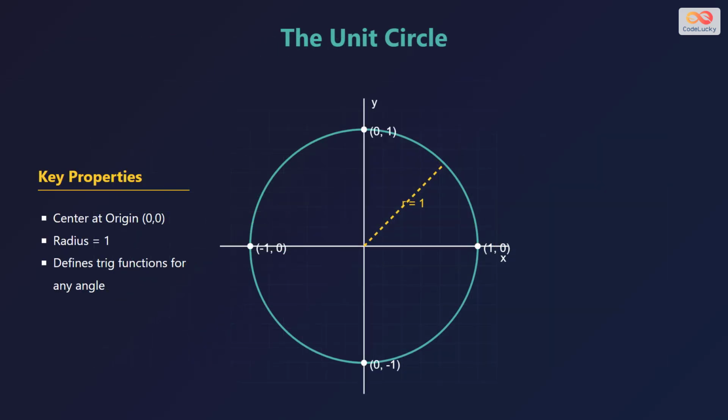To prove this for sine, we need to look at the unit circle. Remember, the unit circle is centered at the origin with a radius of 1. It is the primary tool we use to define trigonometric functions for all angles.